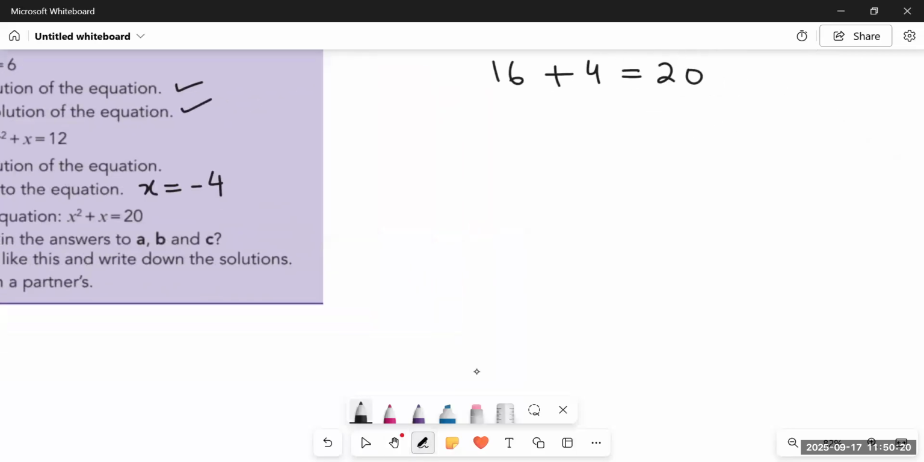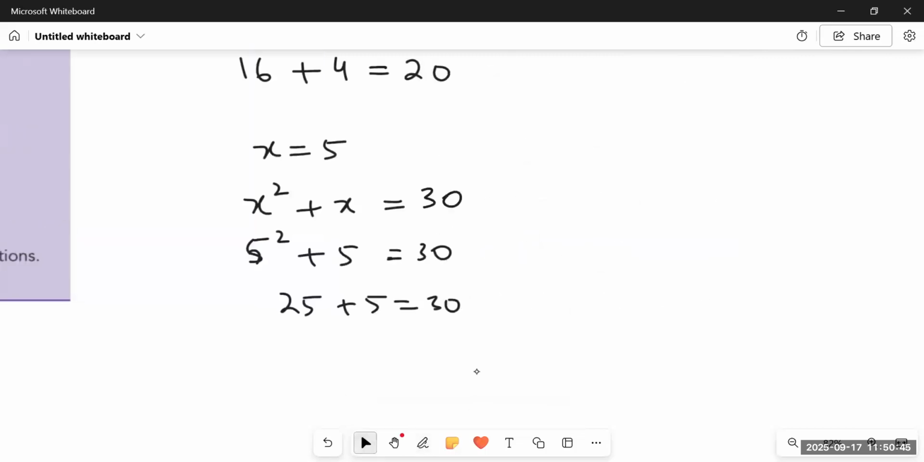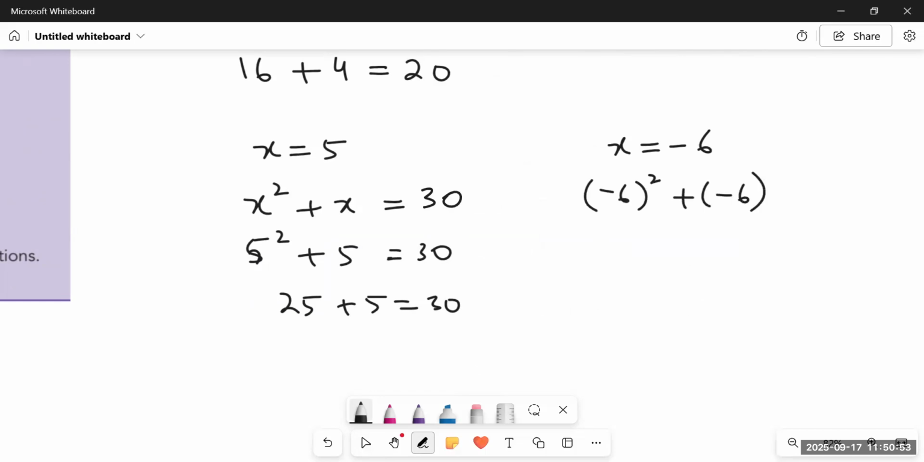So let's take the next as x equals 5. So x squared plus x would be 30. How? It would be 5 squared plus 5. That is 25 plus 5 is equal to 30. And over here, the next solution would be x equals minus 6. So minus 6 to the whole square plus minus 6 would also be 30. So that's 36 minus 6 is equal to 30, hence proved.